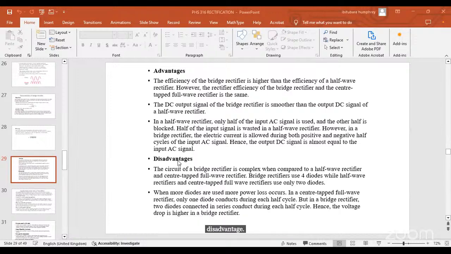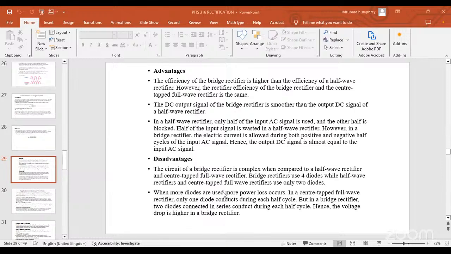Disadvantage. The circuit of a bridge rectifier is complex when compared to the half-wave rectifier and the center tap full-wave rectifier. A bridge rectifier uses 4 diodes, while half-wave rectifiers and center tap full-wave rectifiers use only 2 diodes. So this is a major disadvantage because it means that the cost of a bridge rectifier will be 4 times a half-wave rectifier and 2 times a center tap rectifier.